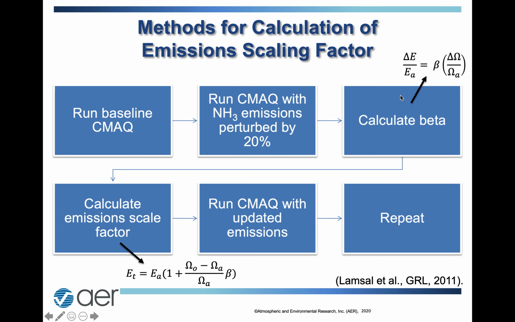Having these two runs, we can calculate this beta factor, which is shown in the equation here. Essentially, beta represents a sensitivity of how the concentrations, shown as this omega, change as a result of changing emissions. Once we have that beta, that sensitivity factor, it gets plugged into this emissions calculation, where we use the concentrations from CrIS and the concentrations from the baseline CMAQ together with that sensitivity factor to weight the a priori emissions and come up with the final emissions data.